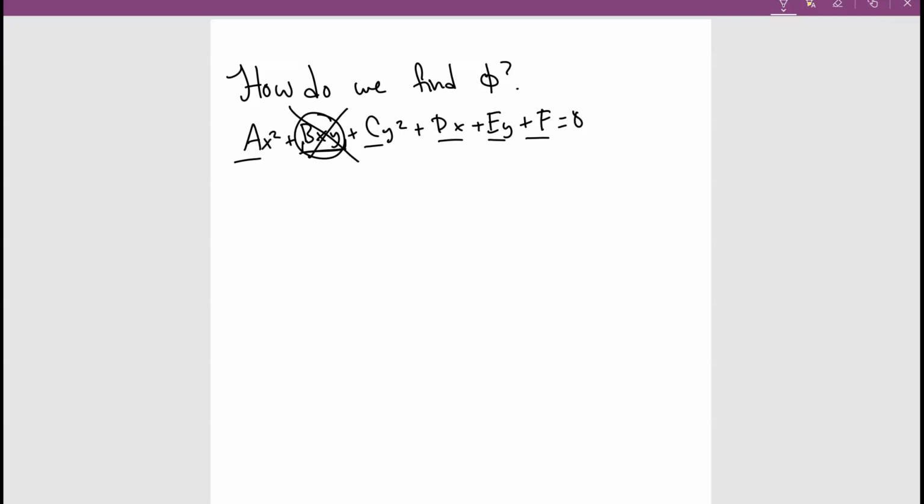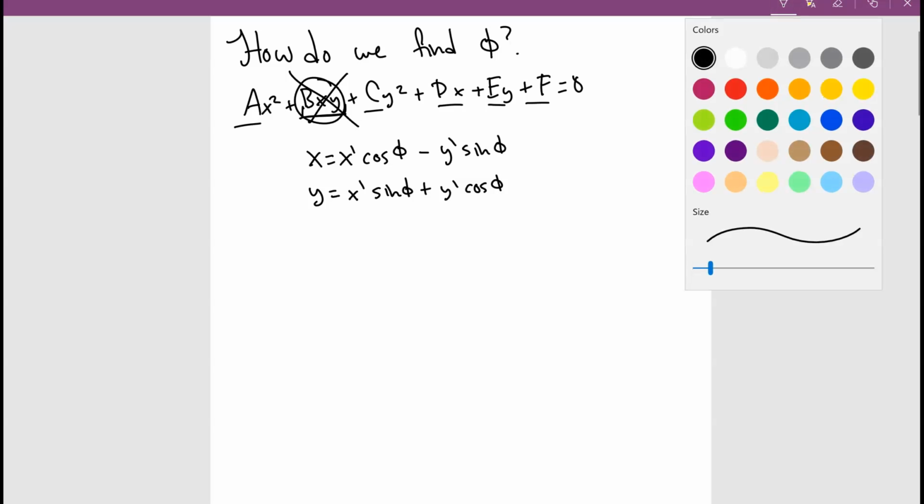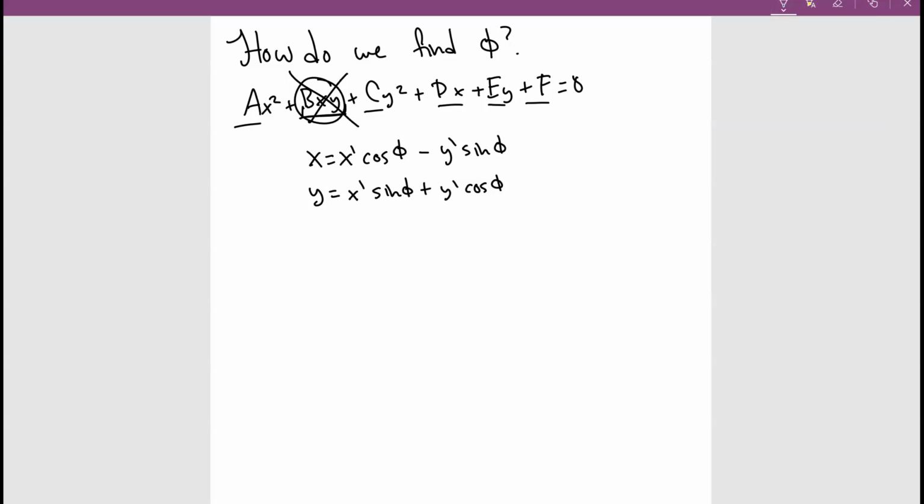The first thing we're going to do is substitute the equations that we just found in the other video: x equals x prime cosine phi minus y prime sine phi, and y is equal to x prime sine phi plus y prime cosine phi. And what we're going to do is something super duper tedious, which is basically plugging everything in. We know what x is and we know what y is, and we're going to plug it in here. You can already imagine how ridiculous this is going to be.